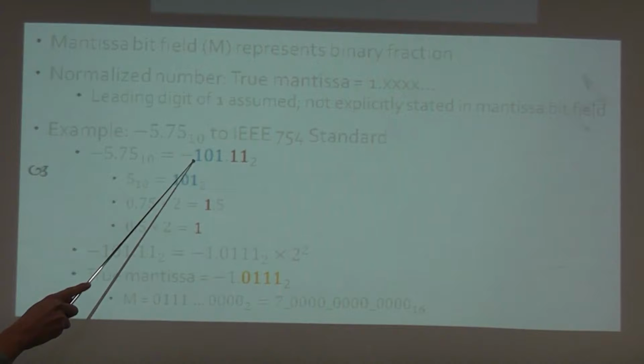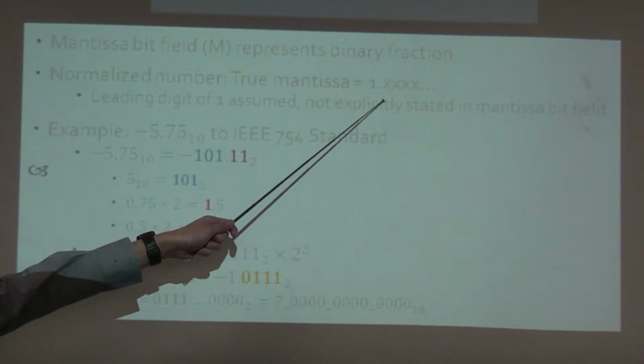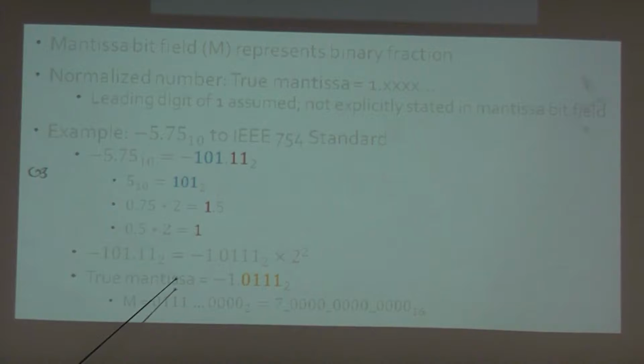So it would be 101.11. Next step, we have to normalize the number such that it matches the mantissa format, where there's only one digit to the left of the binary point. So we have a number, it's -101.11. We need to move the binary point over 2 times, so that would be -1.0111 times 2 to the power of 2.